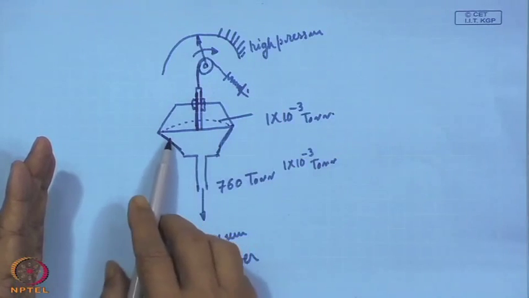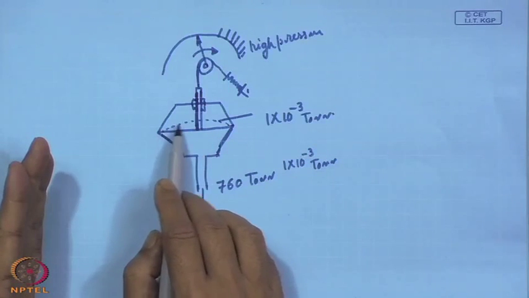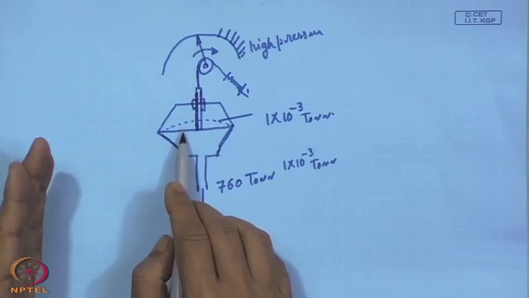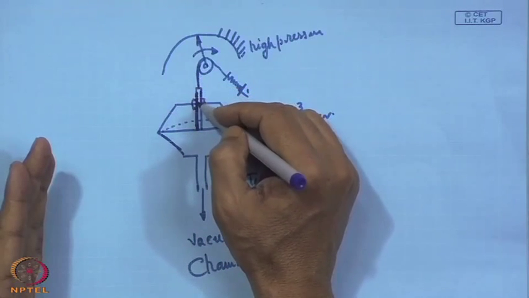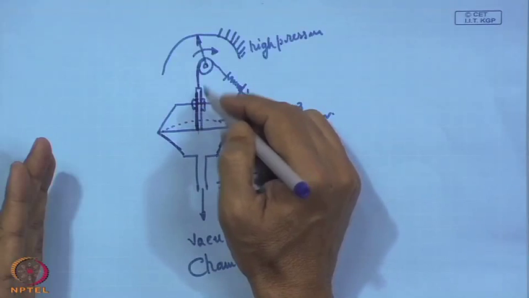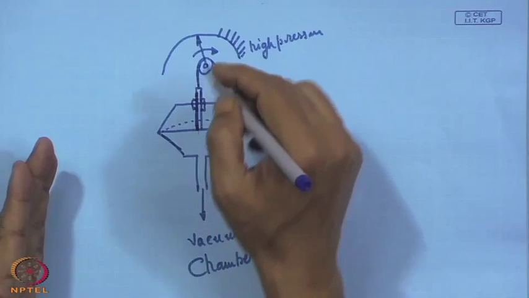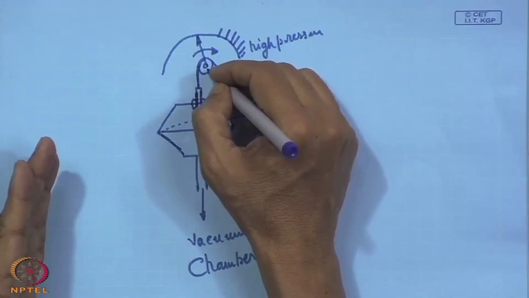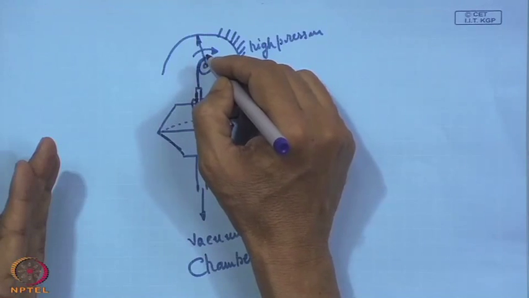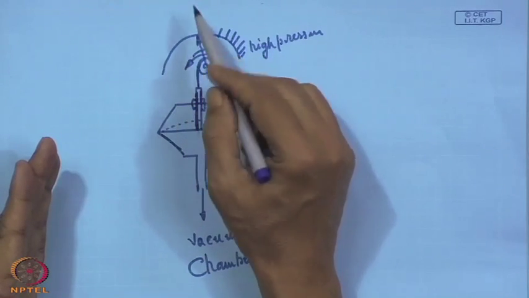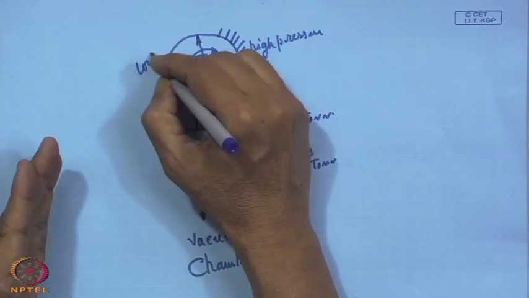In that case, what is going to happen when we evacuate the system is that this diaphragm, which is already bent, will try to restore to its original position. So the whole thing will move in the downward direction, the string will be pulled and it will be under tension. As a result, this pulley will move, because the string is passing over this pulley, and that is why the pointer will move in this direction, which also indicates low pressure.